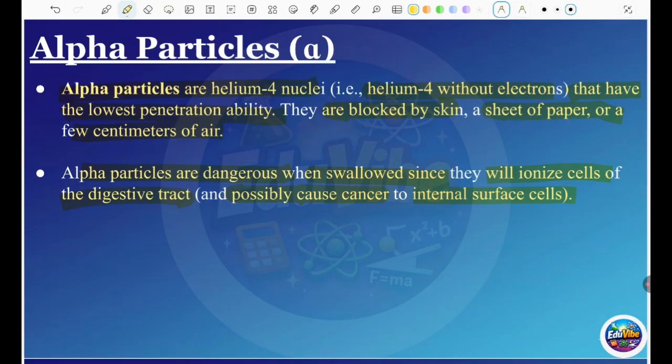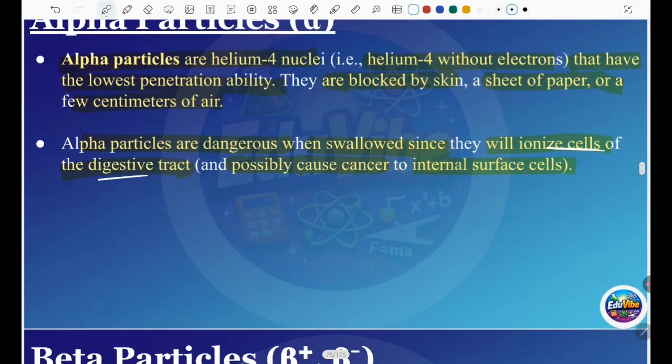We will also be doing the beta particles and gamma radiations, which are not good. All three are not good, but we go from the very low to the high one, and alpha is the very low one. That is not very dangerous from outside. When swallowed, then it's dangerous because it will ionize the cells of the digestive tract.